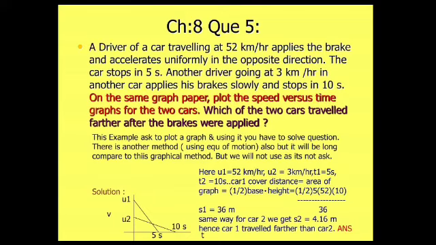Now another example, question 5. A driver of a car traveling at 52 km per hour applies the brake and accelerates uniformly in the opposite direction. The car stops in 5 seconds. Another driver going at 3 km per hour in another car applies his brake slowly and stops in 10 seconds. On the same graph paper, plot the speed versus time graph for the two cars. Which of the two cars travels further after the brakes were applied?